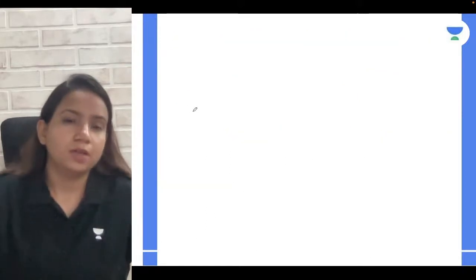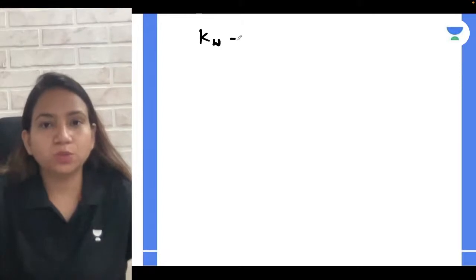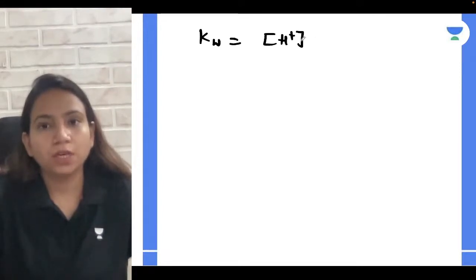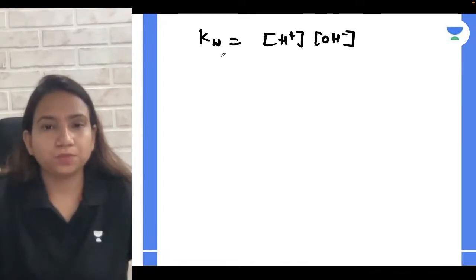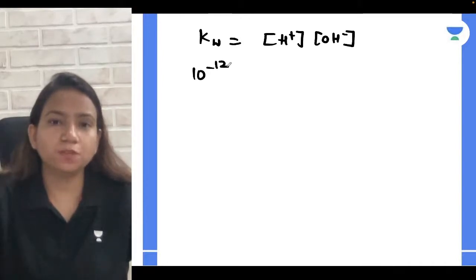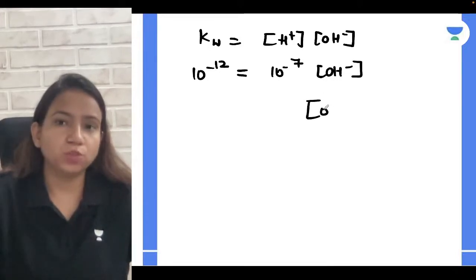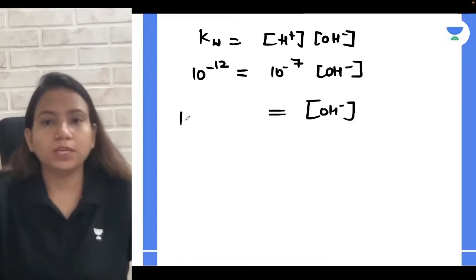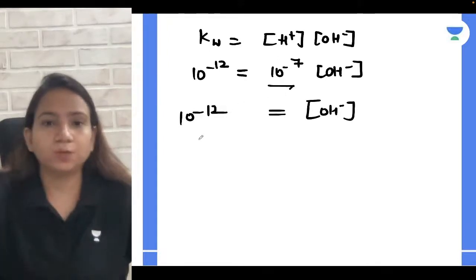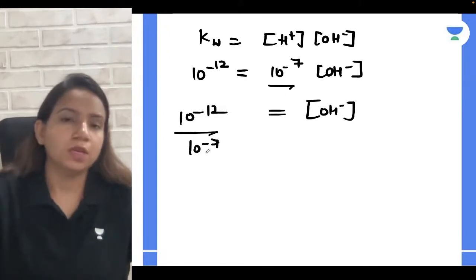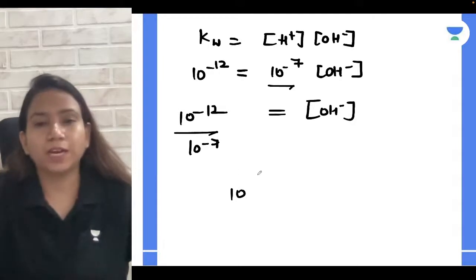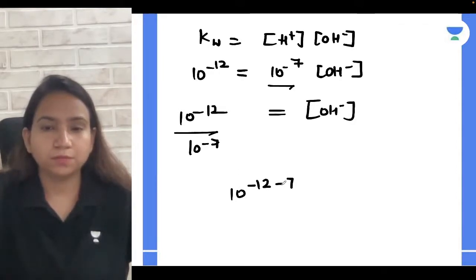Okay. So how we can do that, you know, Kw is equal to H plus ion concentration into OH minus ion concentration. Kw is given as 10 to the power minus 12. H plus ion concentration is given as 10 to the power minus 7. You have to calculate the OH minus ion concentration. So OH minus ion concentration will be 10 to the power minus 12, and since here it is in multiplication, it will come in division. Base same, so the powers subtract. So minus 12 minus 7.